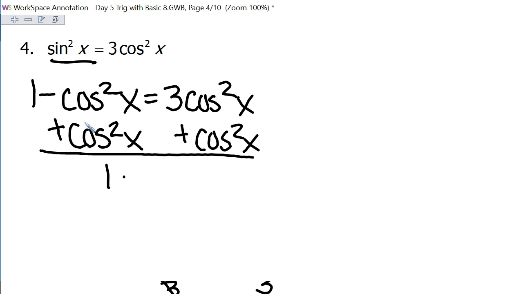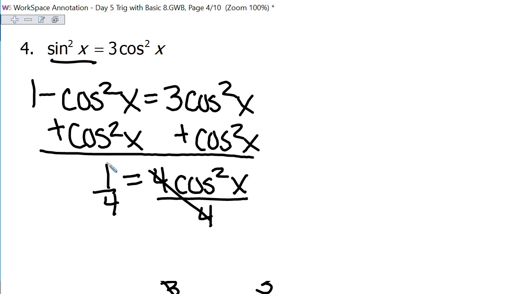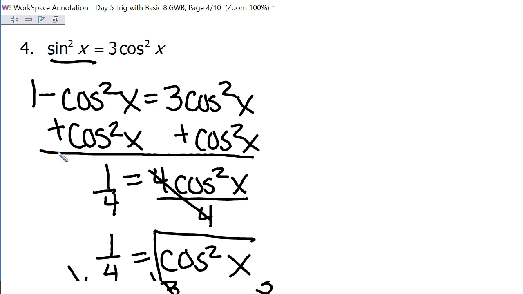So that gives us 1 equals 4 cosine squared of x. Divide both sides by 4. That gives us 1/4 is equal to cosine squared of x. The inverse of squaring would be square root. And when you square root, what do you have to remember? Plus or minus. And what's the square root of 1/4? 1/2. How many answers will we have? 4. So we have to figure out what angles have a cosine of 1/2 or negative 1/2.